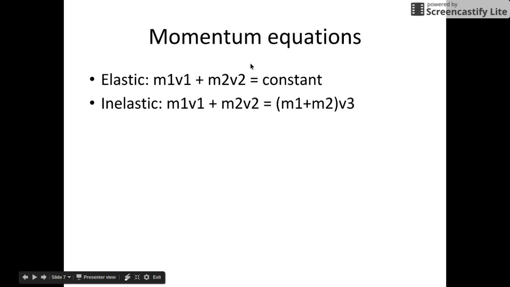And if there's a third object, then you would add plus m3 v3 would equal a new constant. And so same thing over here, you add a plus m3 v3 would equal some new velocity times m1 plus m2 plus m3. If there's a fourth one, you just keep adding m's. So just the trend continues.